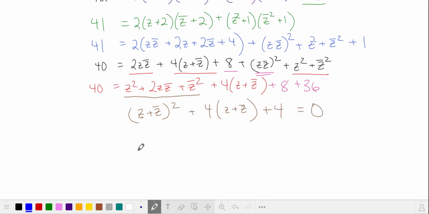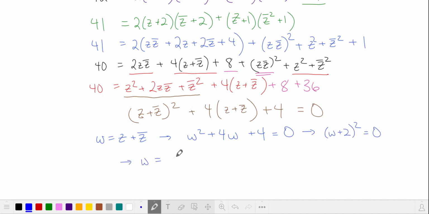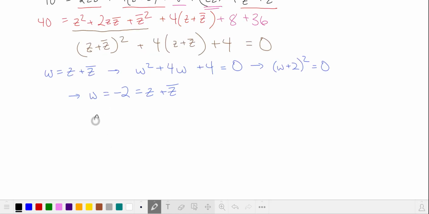To make this a little bit easier to see, I'm going to substitute. We'll let w equal z plus the conjugate of z. So this becomes w squared, 4w, and 4. This is also the square of a binomial, which means w is equal to negative 2, which is the sum of z and the conjugate of z. Now, if we want, we can substitute z and the conjugate of z and set that equal to negative 2.